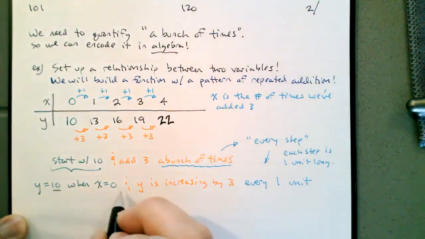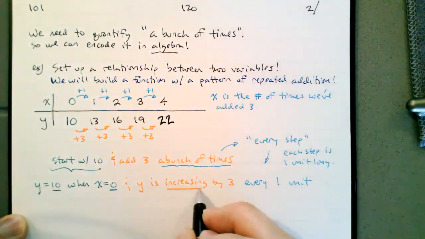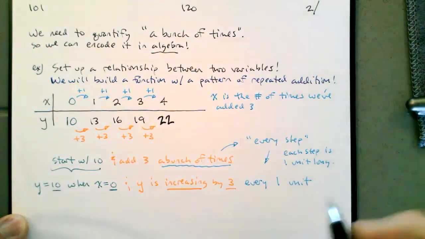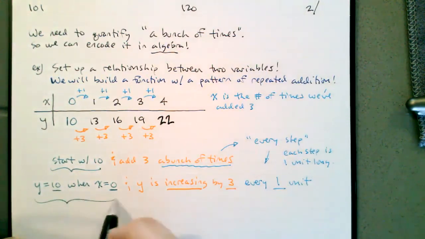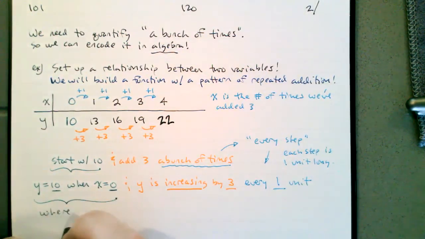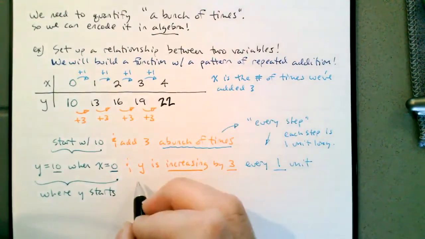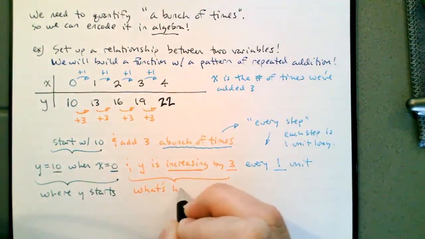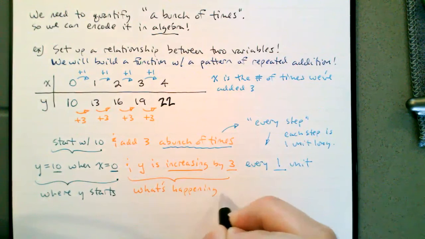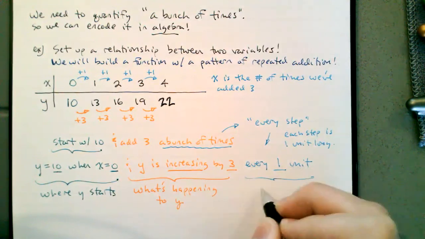y is 10 when x is 0. y is increasing by 3 every 1 unit. We're describing where y starts. And then we're describing what's happening to the y. And then we're describing how often that happens.